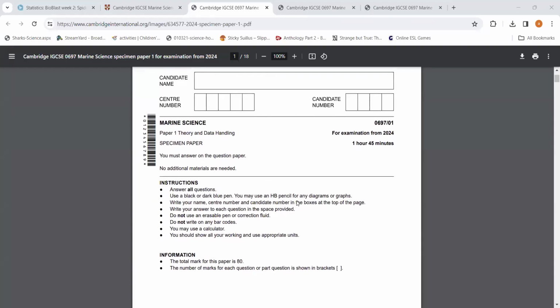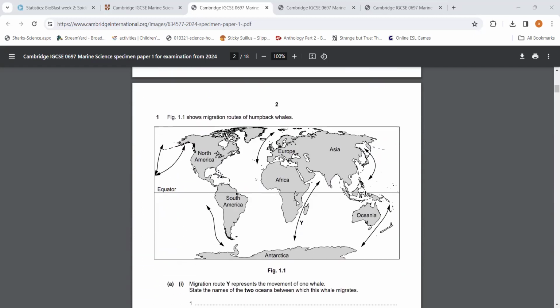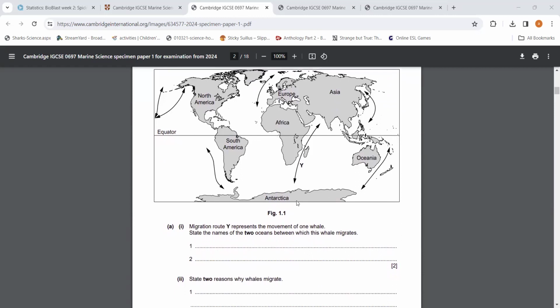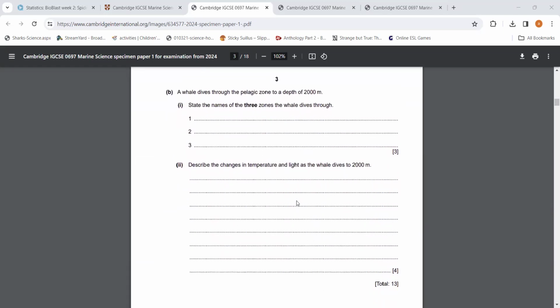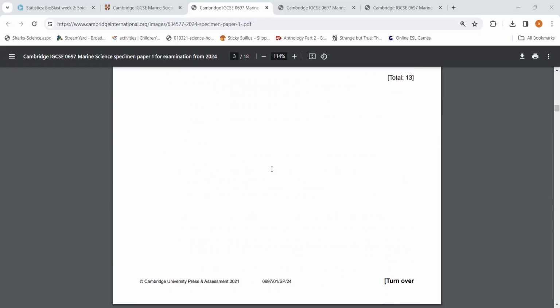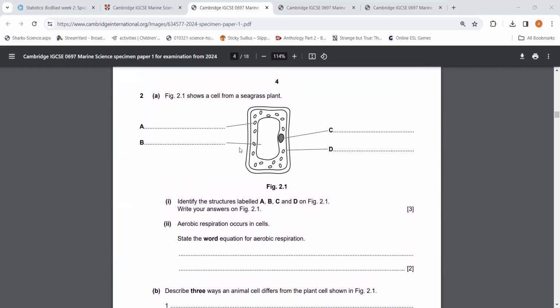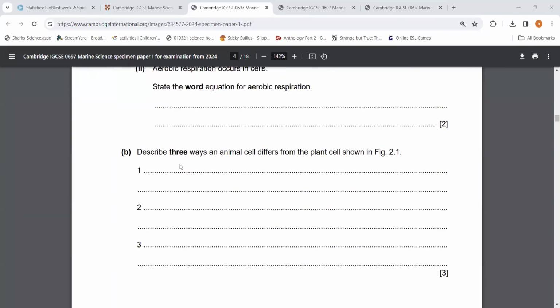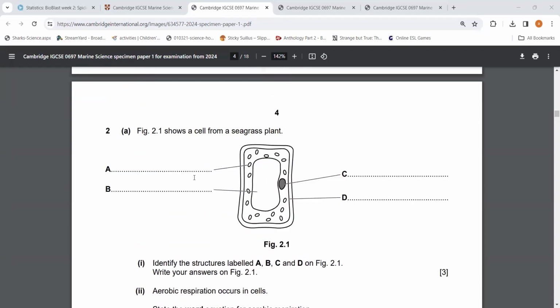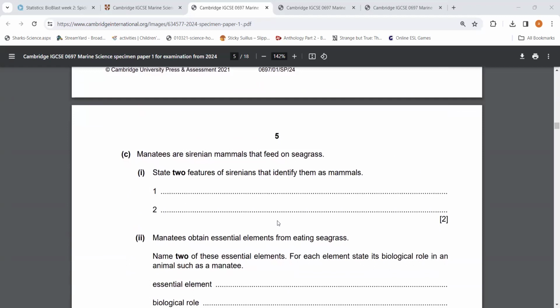Just to show you the difference, here is a paper one. This is all theory. You're not going to get that focus on practical stuff like we did in the last one. Instead, the questions are on theory only. It can be anything from, here, state the word equation for aerobic respiration for 2 marks, to a describe question: describe 3 ways an animal cell differs from a plant cell. Again, it's theory.